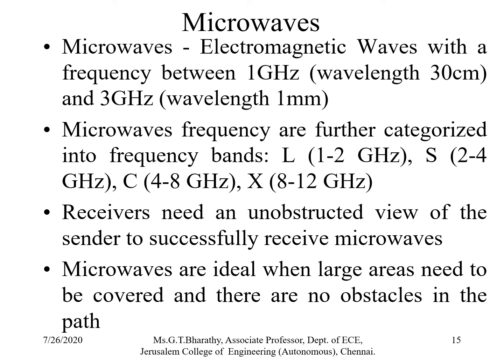Next we moved on to microwaves. In the introduction we saw that the microwave frequency ranges from 1 gigahertz to 3 gigahertz, and that it is classified into many subbands. It basically requires an unobstructed view of the sender to successfully receive the microwaves. So wherever we have large areas to be covered and there is no obstacle in the path, we always use microwave communication.